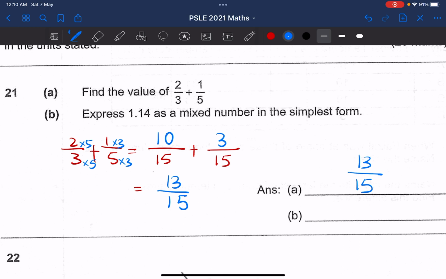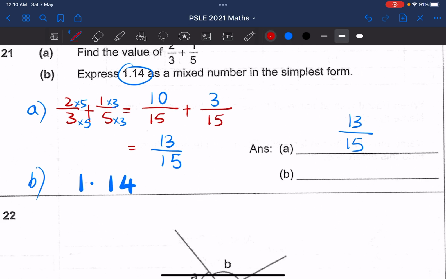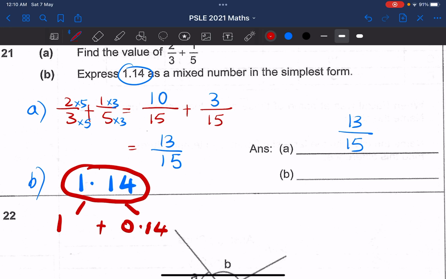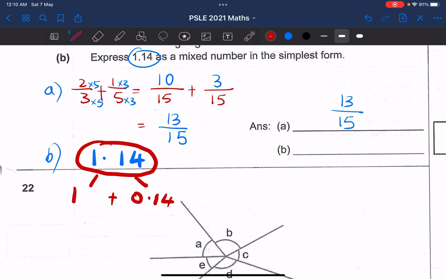Okay, now a few of you came to me to ask about B, how to change this into mixed number. Alright, let me see if this method helps you to see better. Now 1.14 is the same as 1 and 0.14 added together. Correct? So 1 whole is just 1 whole. So no change. The problem lies with what this is in fraction.